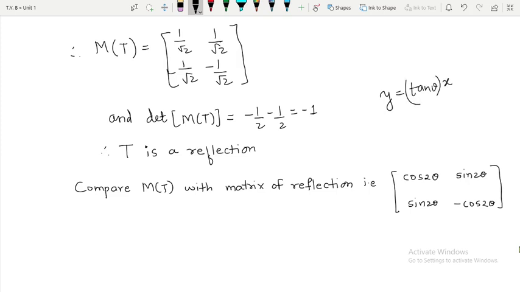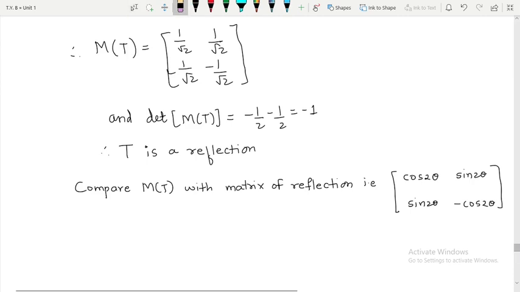And if I am comparing it to cos theta, sin theta, sin theta and minus cos theta, then your line of reflection will be tan theta by 2 x. Just keep this in mind. So over here we are going to compare it with 2 theta only. So our line of reflection will be y is equal to tan theta x.